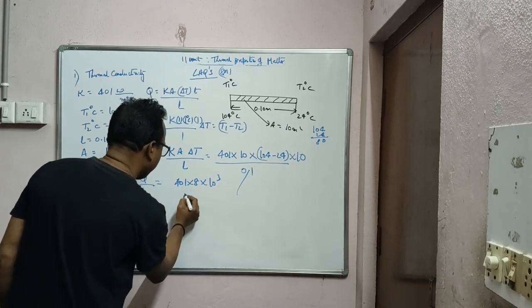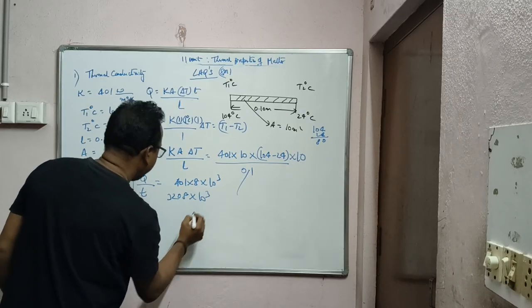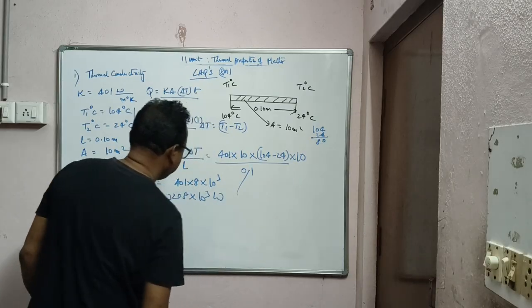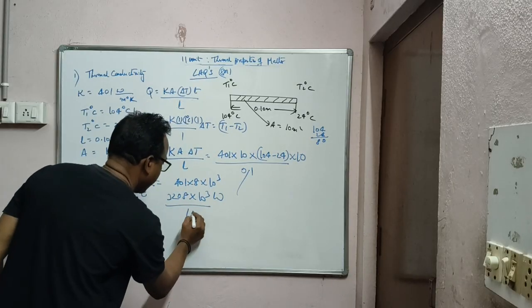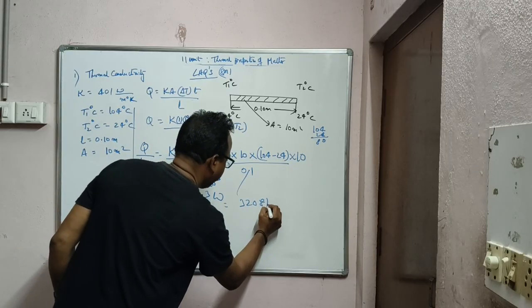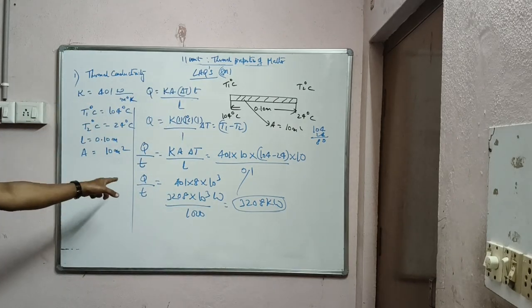Okay? Multiply: 8 1s are 8, 8 4s are 32, into 10 cube. What is this that we got? Heat current means power, in watts. So divide by 1000, you'll get it in kilowatts: 3208 kilowatts. That is the answer. That is the quantity of heat flowing.